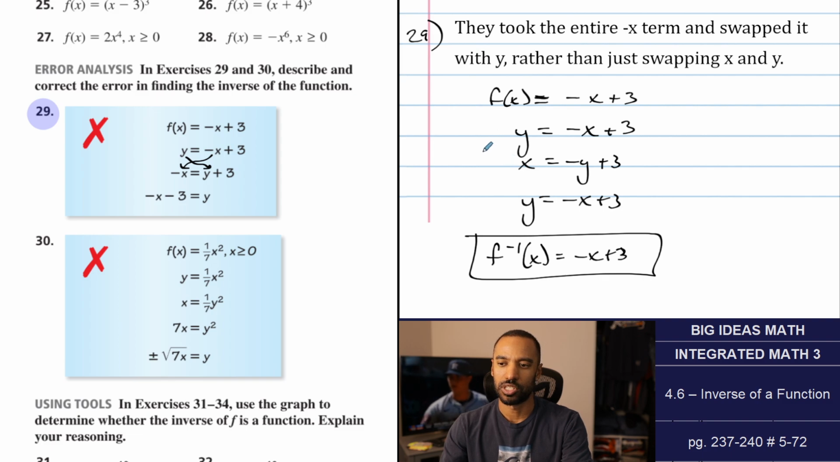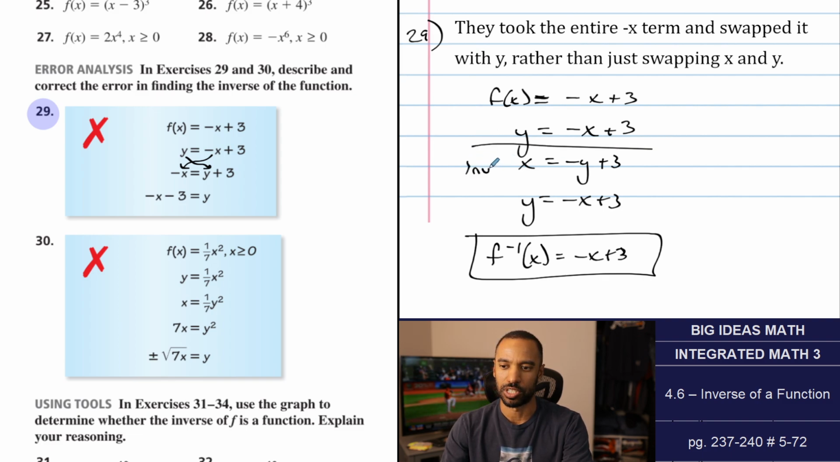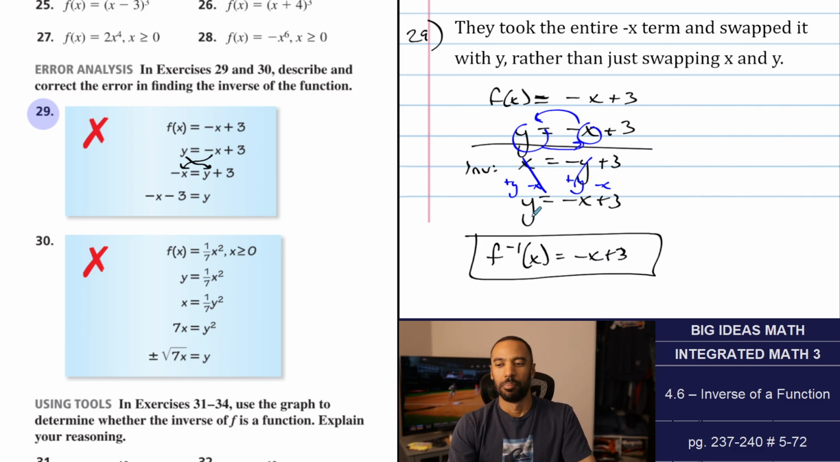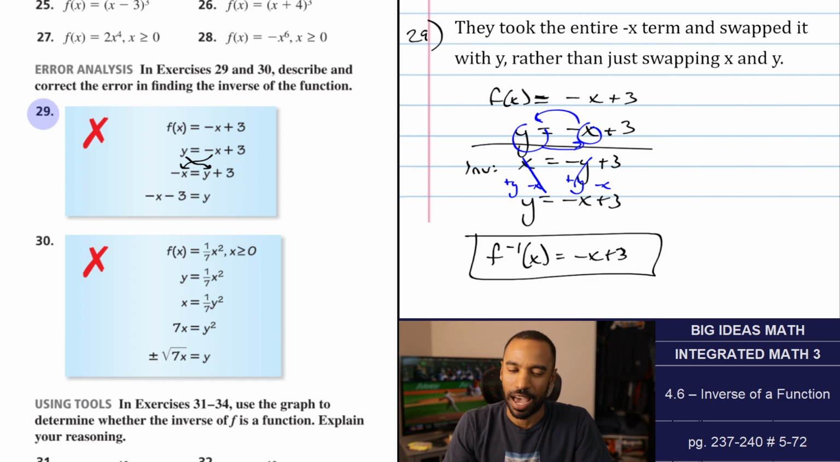Well, this here was the inverse step. On this next step, I added y to both sides, and I subtracted x from both sides. That was just algebra. This was an inverse swapping. This was a swap. This was an algebra step. So I know it's kind of weird, but they just actually become the same thing.